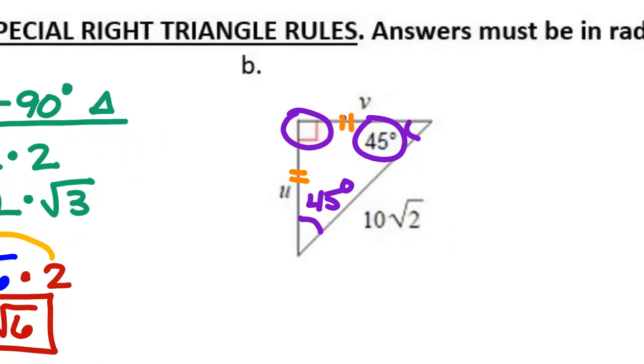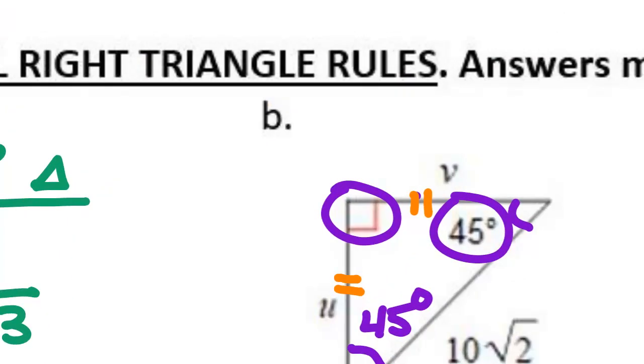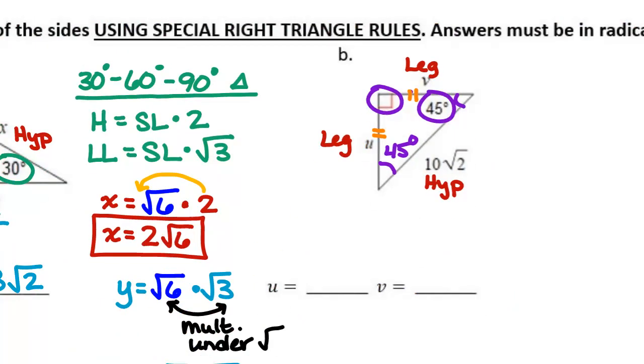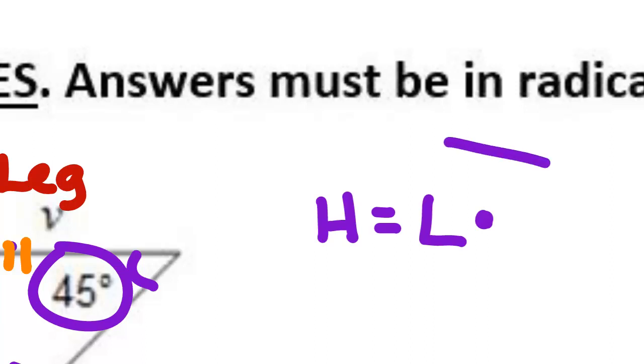What's the hypotenuse here? 10 radical 2 is my hypotenuse. V would be a leg, and u would be a leg. We don't call it short leg, long leg because they're both the same size. So there's not one that's longer than the other on a 45, 45, 90. My rule on a 45, 45, 90 triangle is that the hypotenuse is equal to the leg times the square root of 2.